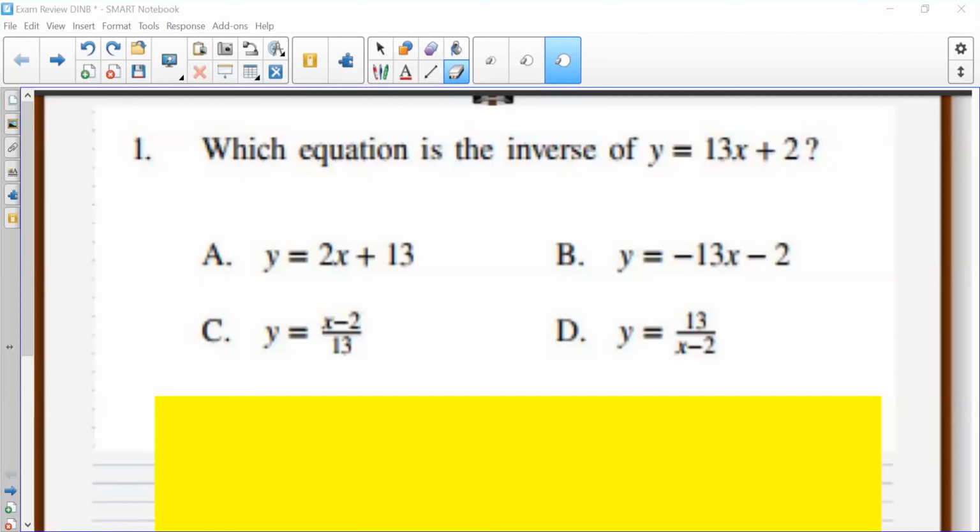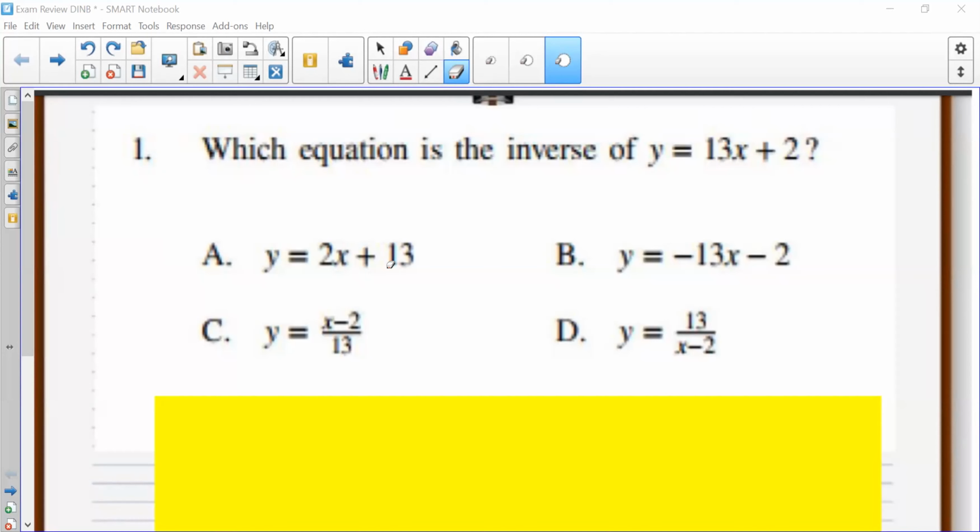All right, so we are going to look at the first day of EOC review, and we've got a few problems here to go over. You will have a Canvas assignment that also has similar problems, at least. There'll be different numbers, different equations. So we're going to take some notes on these as well.